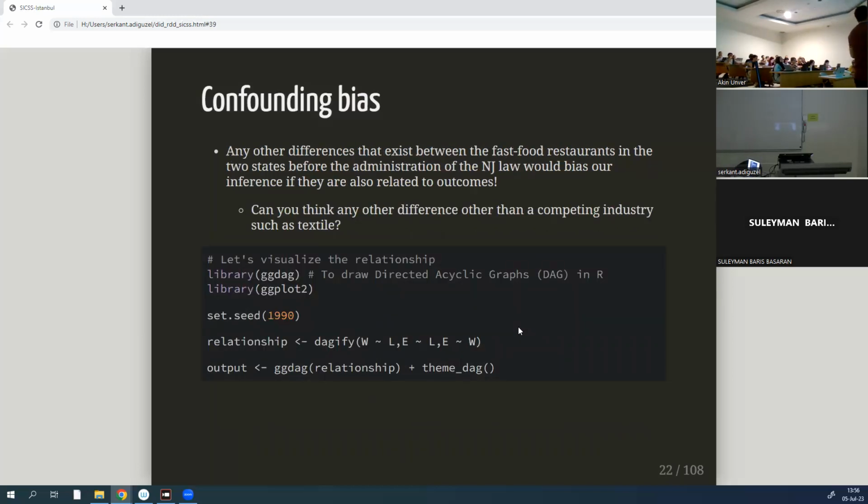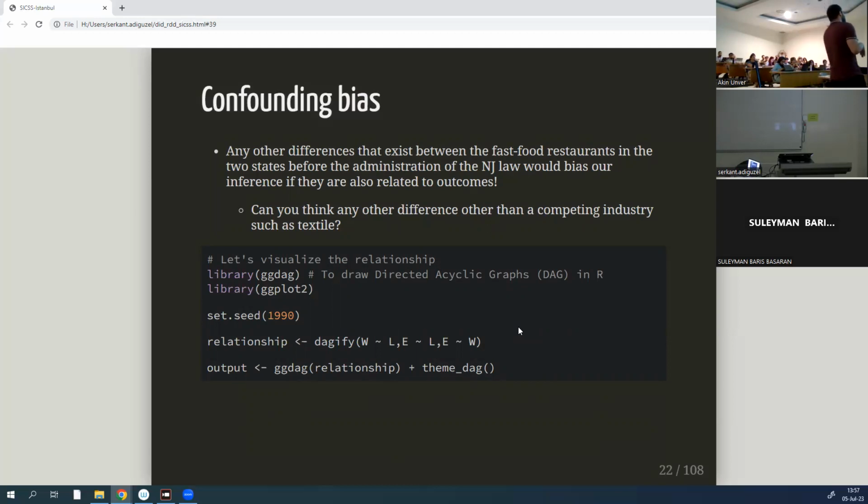So essentially, confounding bias is any difference that explains the outcome other than the minimum wage increase. And you can come up with other confounding variables as well, right? I don't know. Can you give an example, for instance? Like anything that might impact.